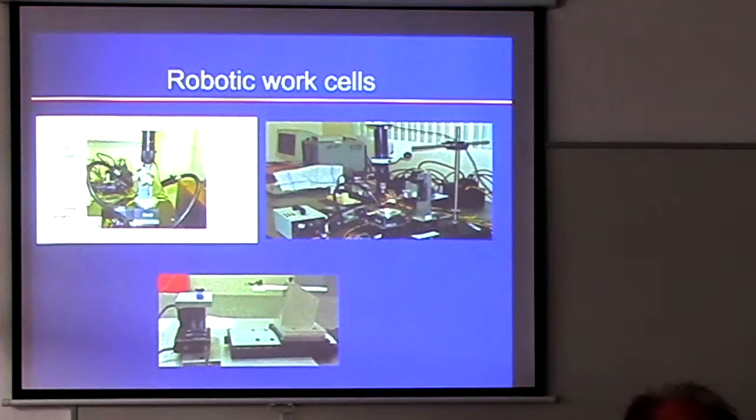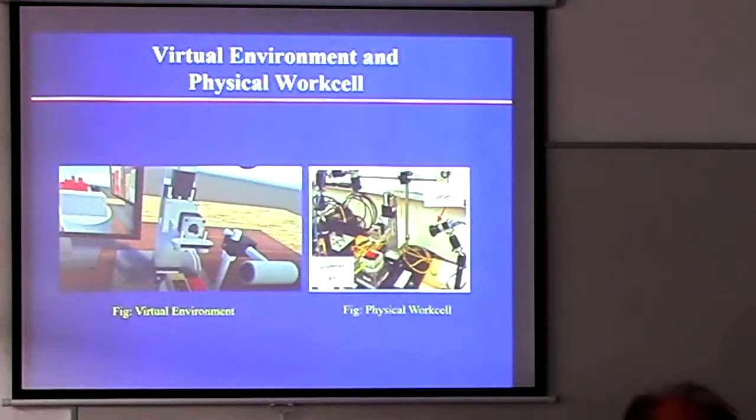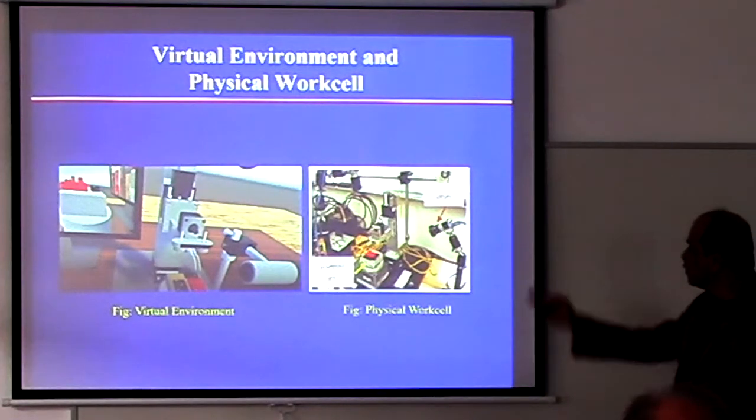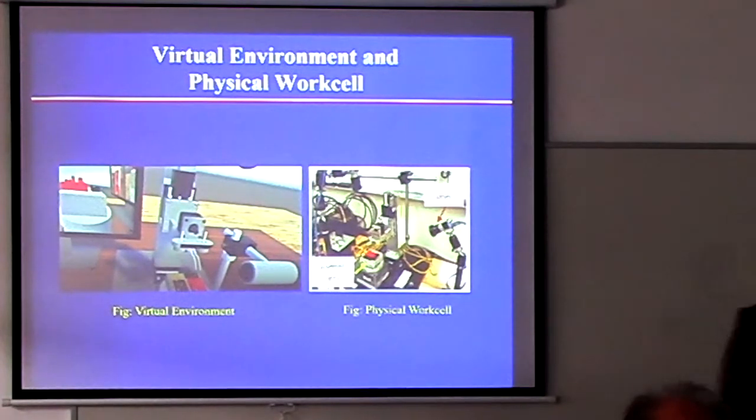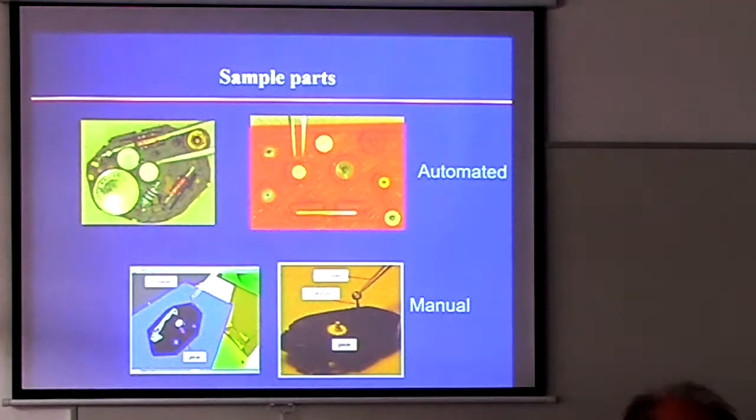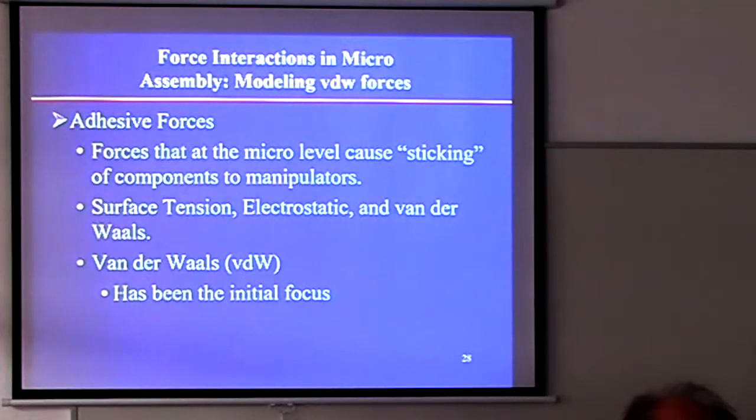Here again, more snapshots of our robotic work cells. They do an assortment of different ranges of tasks. And here again is a side-by-side comparison of a virtual and physical cell, which can be accessed through this newer internet. I've given you other examples over here.